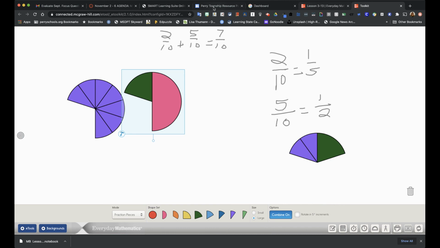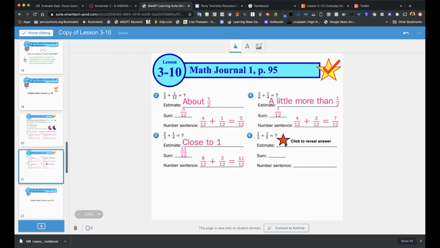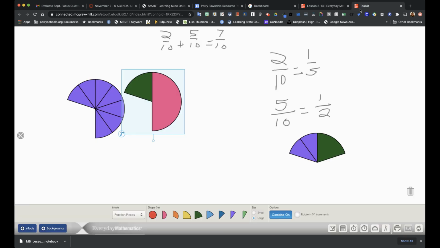So if we go back to our work here, let's check our answer. Okay, the estimate was somewhere between 1/2 and 1. The sum was 7/10. They did 5/10 plus 2/10 equals 7/10. Is that what we did? Sure is. Okay.